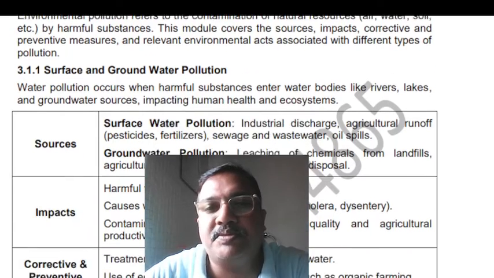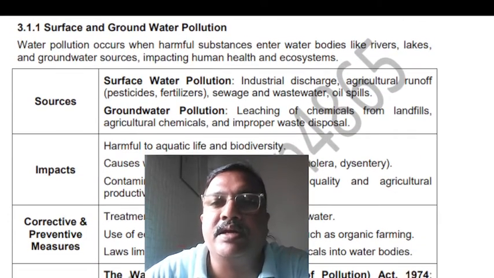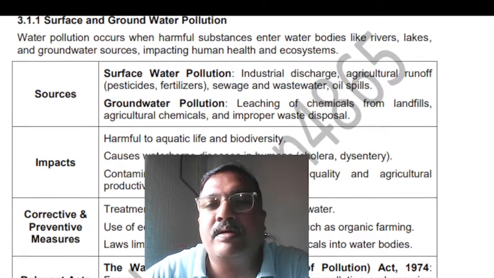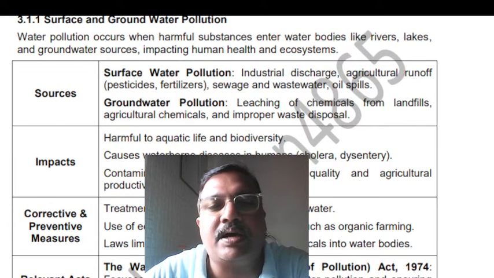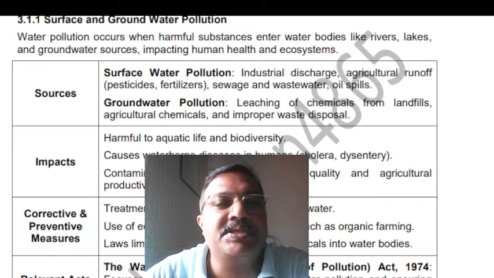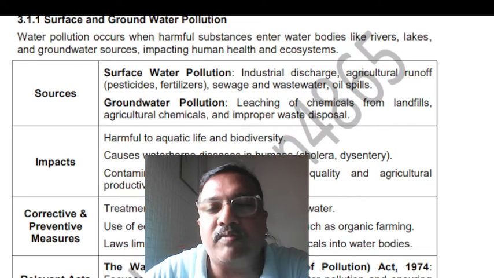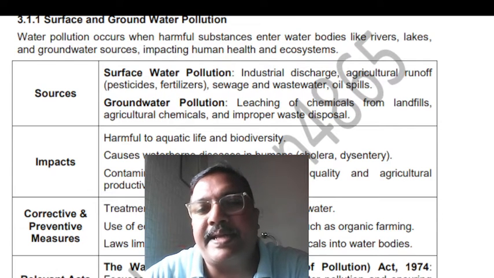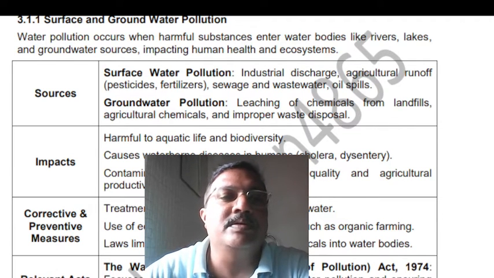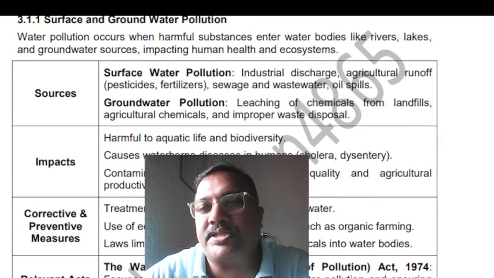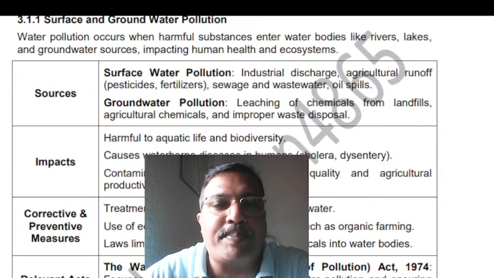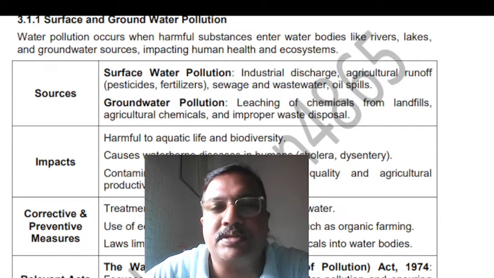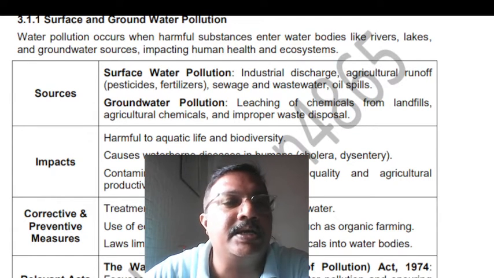So move on to the first one, that is surface and groundwater pollution. Water pollution happens when harmful substances mix with the water in the rivers, in the lakes, or even in groundwater. This pollution affects the health of humans, animals and plants. It damages the balance of the ecosystem. So let us see what are the causes, the impact, and the solutions to water pollution in detail.